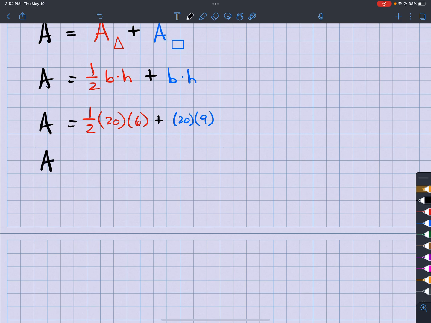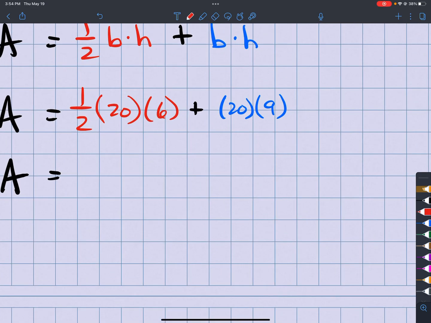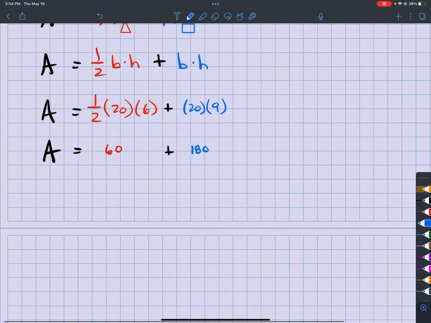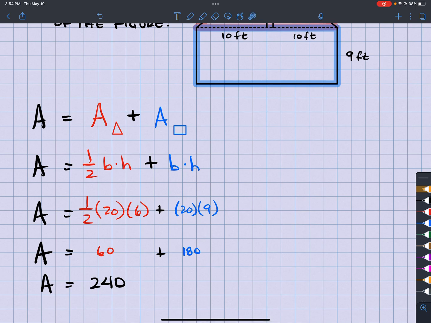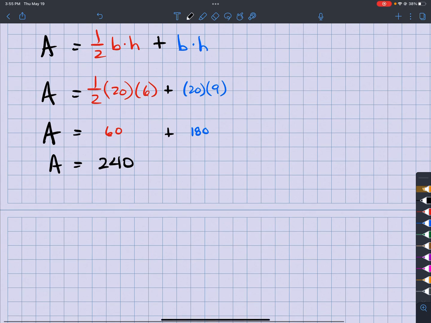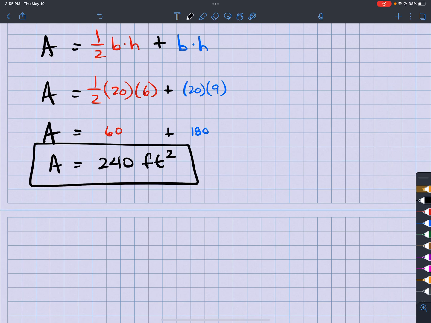So there I go. So the area is 1/2 of 20, which is 10, times 6, which is 60, plus 20 times 9, which is 180. So therefore, my total area is equal to 240. 240 what? Well, since these labels here are feet, I have feet times feet. So I have feet squared, or square feet. So I got 240 square feet here.